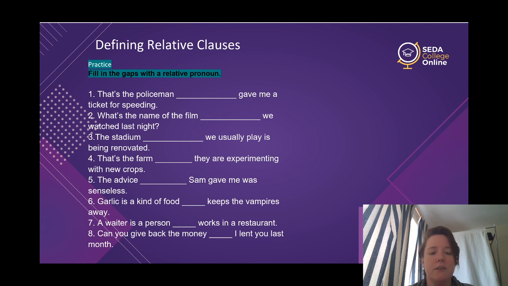Number 8, can you give me back the money I lent you last week? Again, using the correct pronoun. So write the number and then the pronoun. Okay, so just go through them.